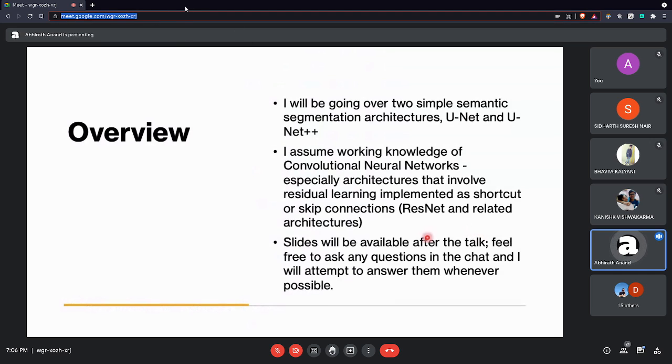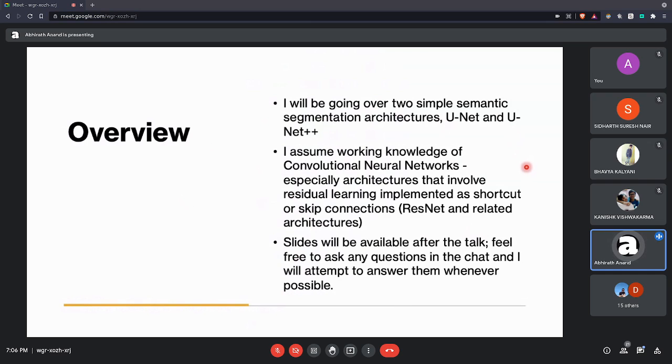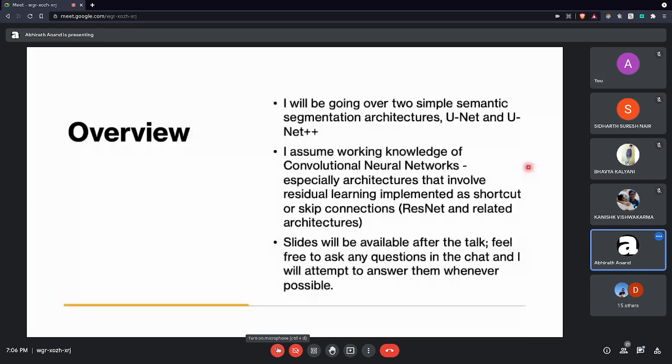Cool. So this is what we're going to be covering: two simple semantic segmentation architectures, U-Net and U-Net++. Working knowledge of CNNs is assumed, and ResNet and related architectures, if you have an idea of how they're implemented, that is a bonus. And slides will be available after the talk, so links and everything will be available afterwards, so that you can access the material freely.